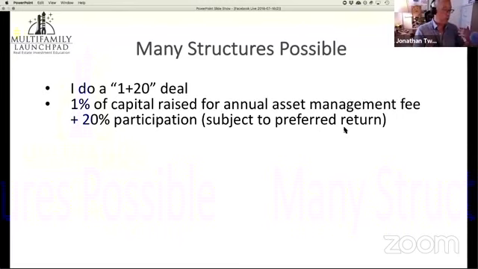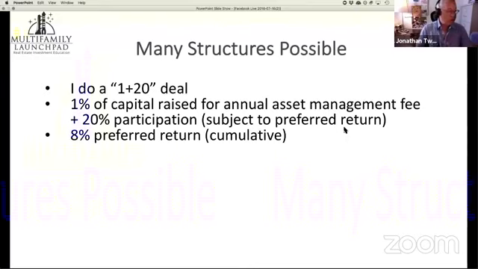So what this means is, as I just said, it's 1% of the capital raised as an annual asset management fee, and then 20% participation as long as we hit the preferred return. So we have our preferred return, usually it's 8%. We always make it cumulative. After that, there's a 2% bucket for me. So assuming it's an 8% preferred return, it's always, like I said, an 80-20 split. So if the preferred return goes down, then my bucket goes down too.